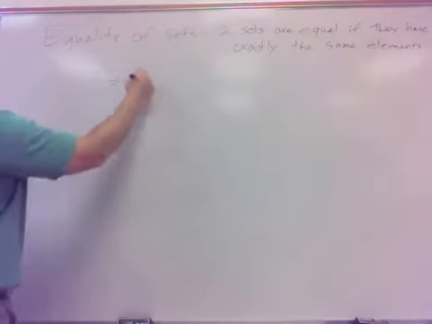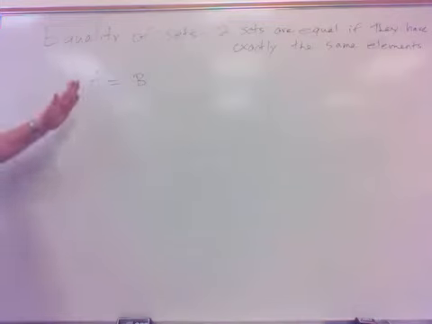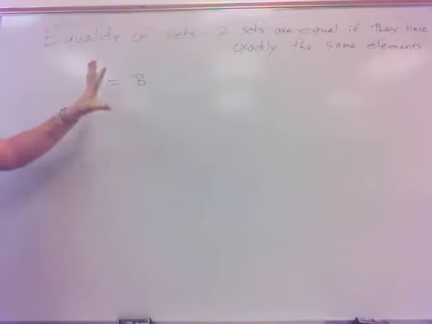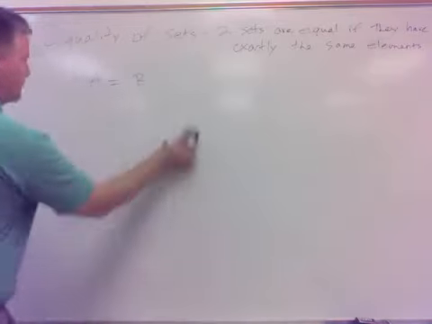Say we got A equal B. Well, for that to happen, all the elements here have to be elements of B, and all the elements of B have to be elements of A. So that's kind of a check there. That's all you're doing. That's the only way you can have equality. One equals the other. Okay? Well, let's think about that.